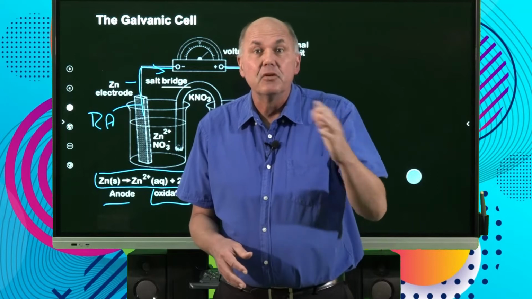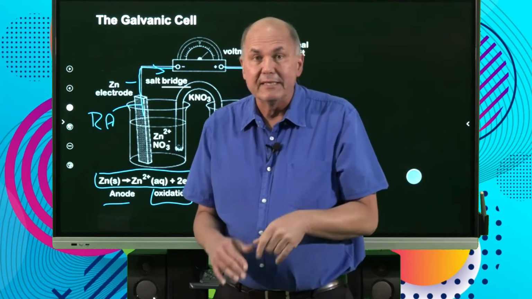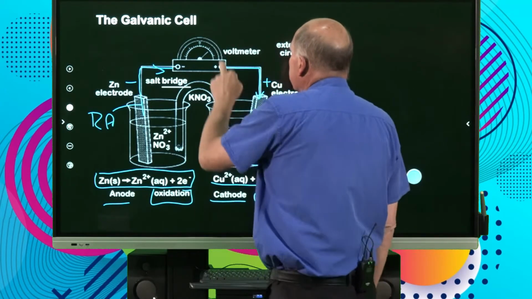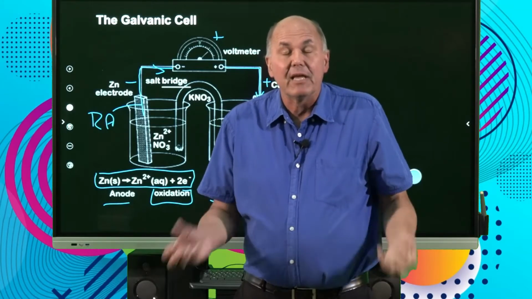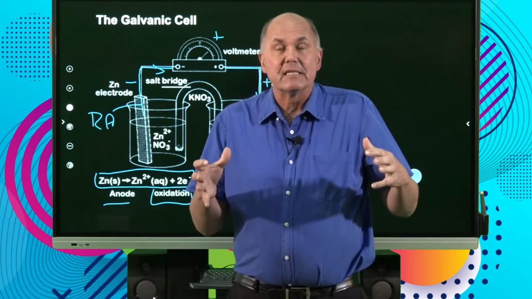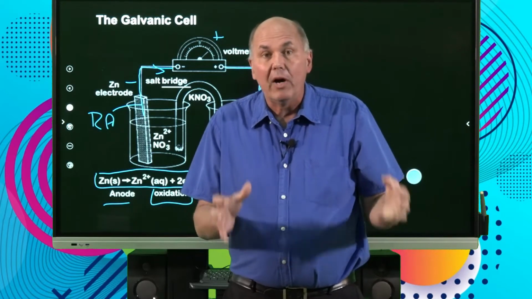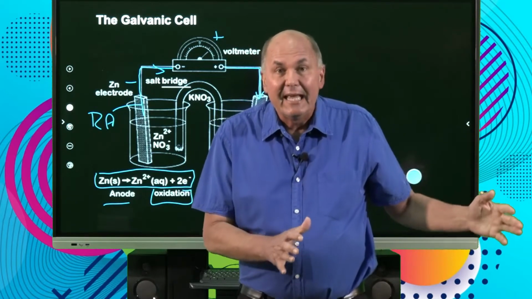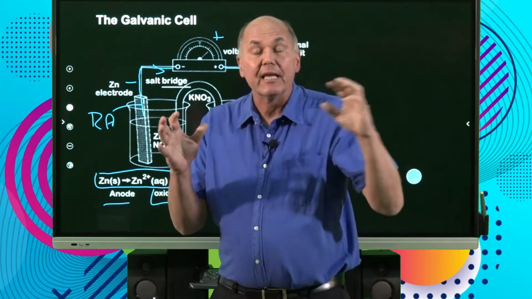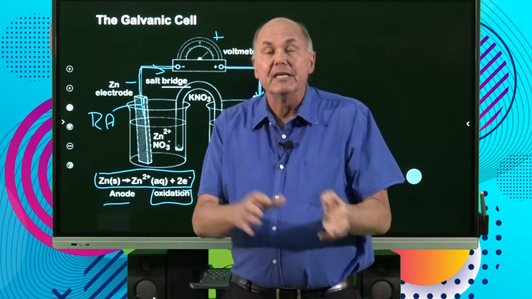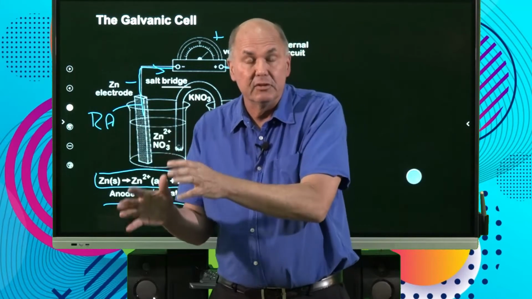And that gives us a reading on the voltmeter. In this case, I want you to notice that this is a positive reading, telling us that this reaction is a spontaneous reaction. It happens without any energy because this is a galvanic cell. It's one in which chemical potential energy is converted into electrical potential energy.